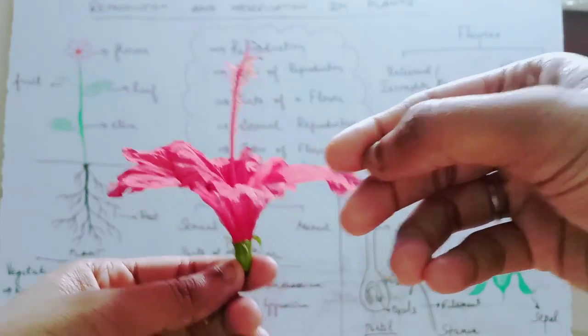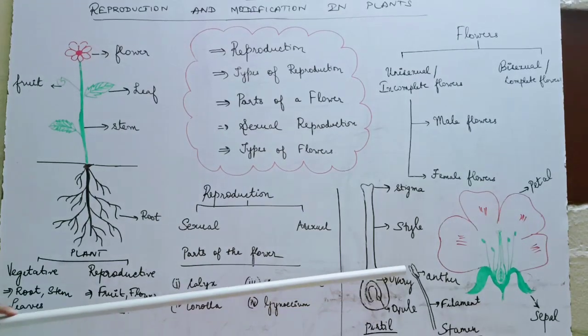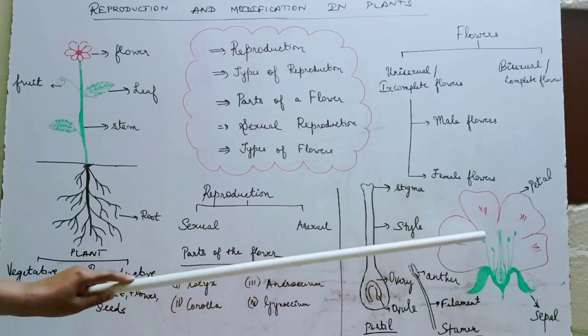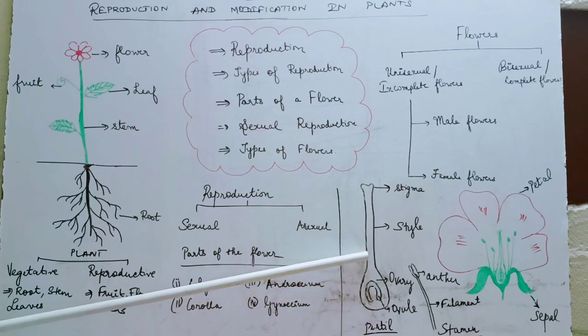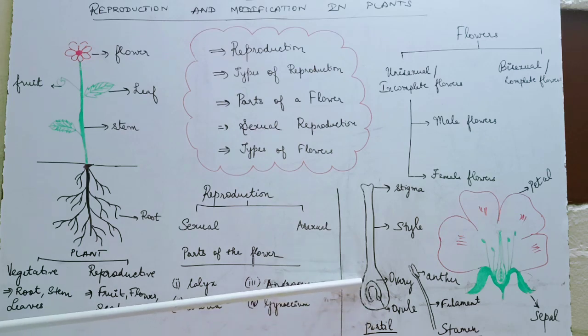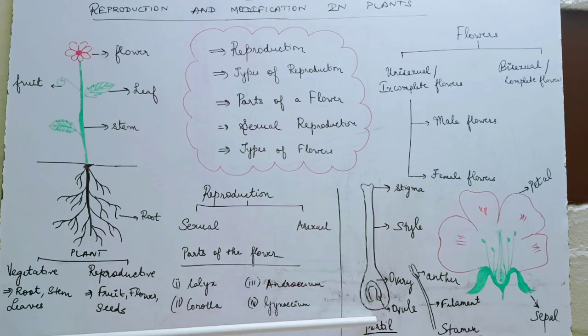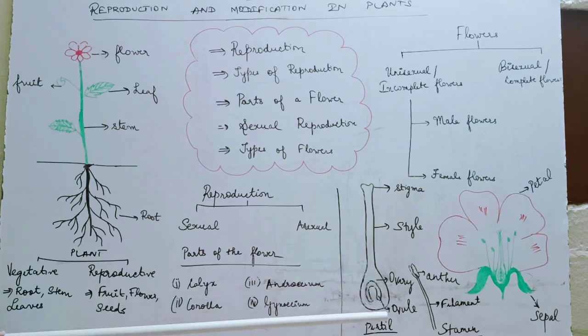Next will be the gynoecium. Gynoecium is the fourth whorl of the flower. It is the female part of the flower. You will find the basal swollen part, which is called the ovary. This ovary contains ovules. After fertilization, the ovary becomes fruit and the ovule becomes seed.